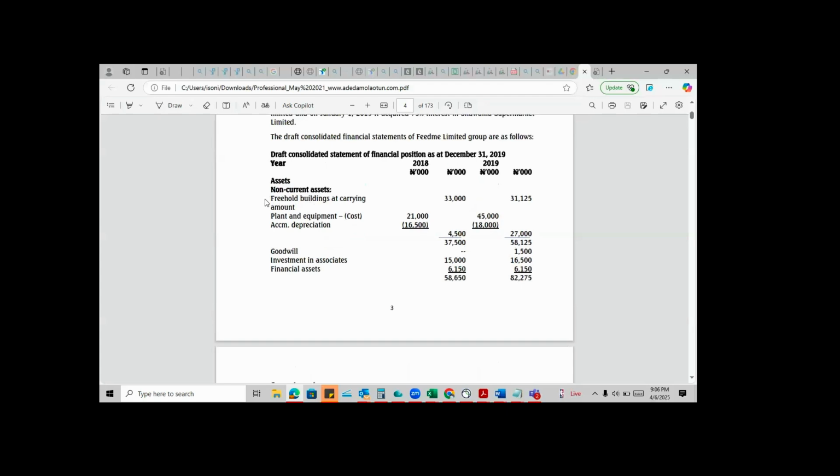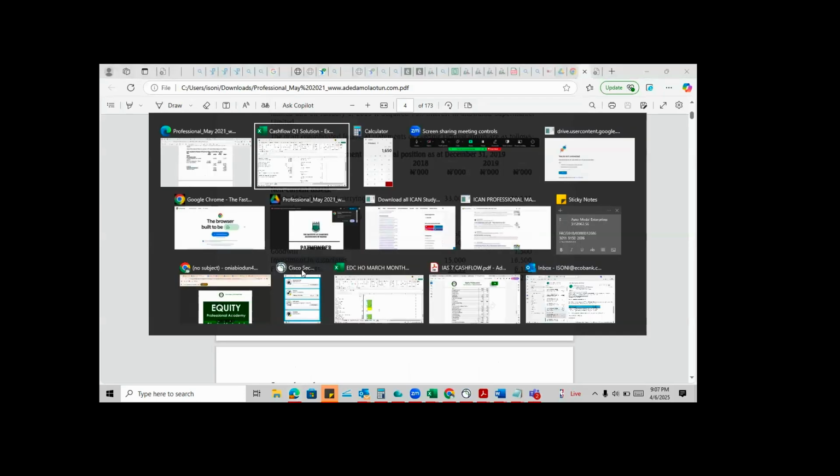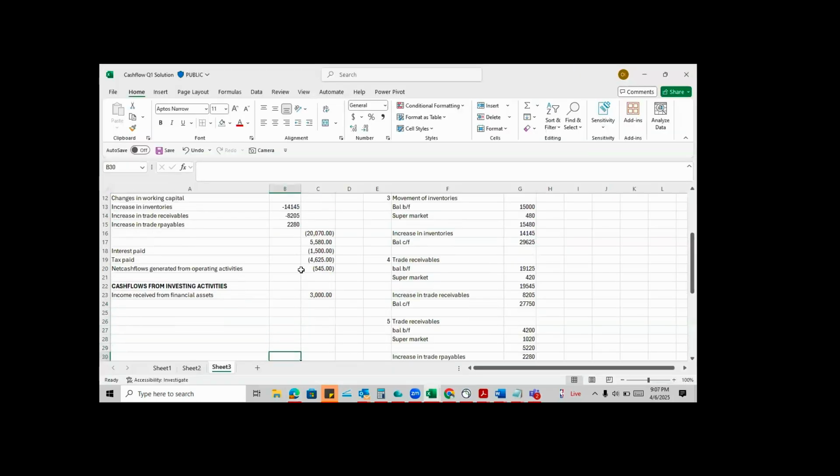This one, they already told us that this movement is not because of any disposal or any acquisition. So we have already treated the depreciation from this level. So I want us to treat the PPE aspect, all right? Treat the PPE, and then we treat goodwill. We're already treating goodwill one way or the other. I already mentioned that. And then we're going to treat this investment in associates. All right. Okay. Let's get it started.